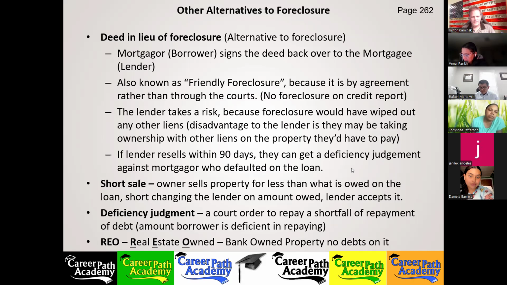And then the last thing is an REO. REO stands for real estate owned. It's real estate that's owned by the bank. The property was foreclosed, the lender took possession of it, and now it's a bank-owned property with no other liens on it. The bank owns it free and clear with no lien. That's what an REO property is.